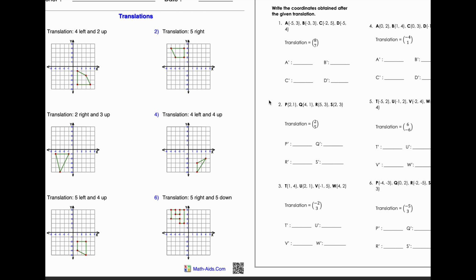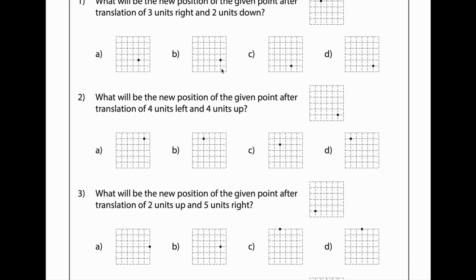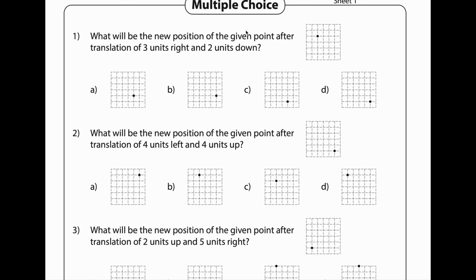Okay? So, to get us rolling, I want us to start on this here. This is just a multiple choice. It says, what will be the new position of the given point after translation of 3 units right and 2 units down? So we are going 3 units to the right: 1, 2, 3, then I go down 1, 2. So I expect the point to be literally right here. So that means my answer is this. Alright? So you use this as your reference. So 4 units to the left, 1, 2, 3, 4, and then 4 units up, 1, 2, 3, 4.